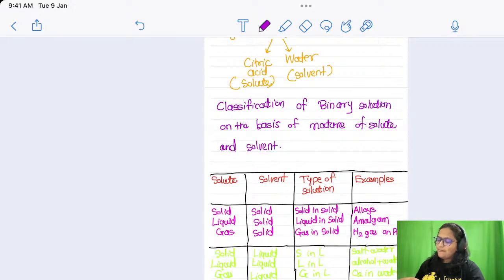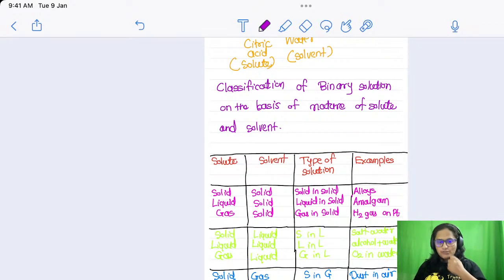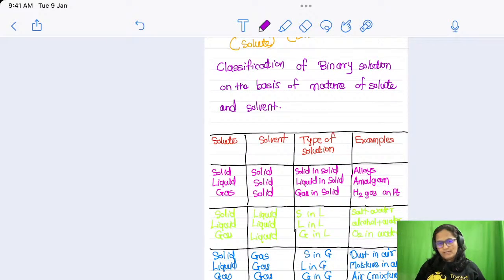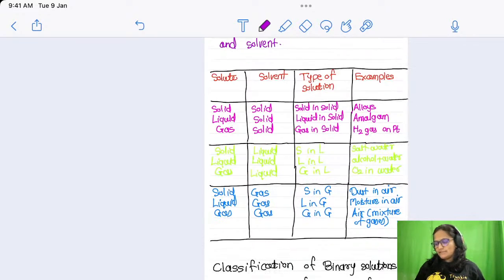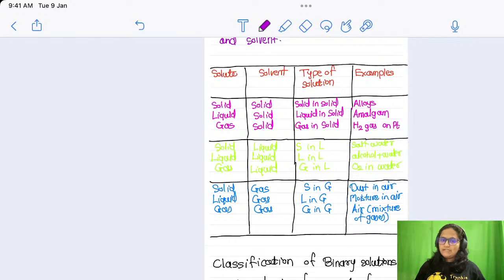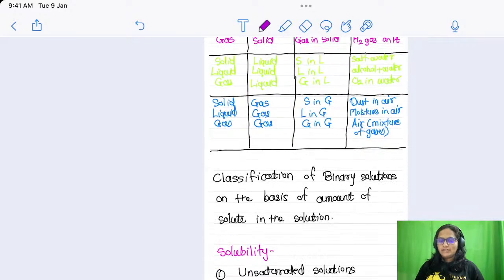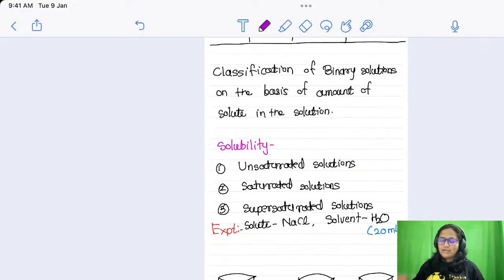On the basis of the nature or physical state of the solute and solvent, there are different types of solutions which I have listed over here. That is, solute and solvent can be solid, liquid and gases. Some examples we have seen over here. Then we have seen the classification of binary solution on the basis of amount of solute in the solution.